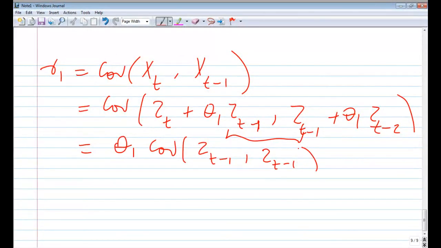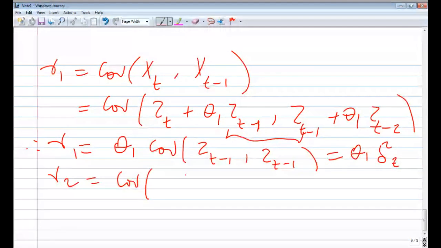Are we together? And this is equivalent to theta 1 sigma squared z. So therefore gamma 1 is equal to theta 1 sigma squared z. Then you proceed to gamma 2. So gamma 2 will be equal to the covariance of xt, xt minus 2.